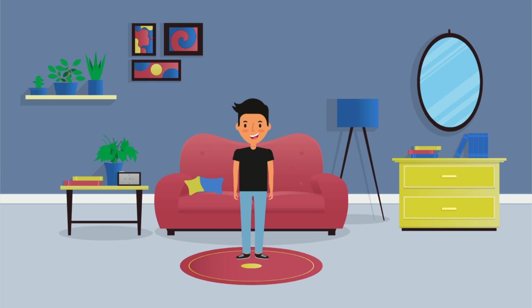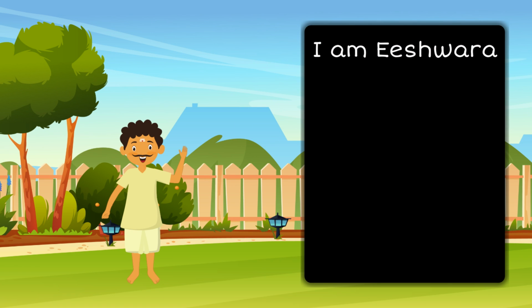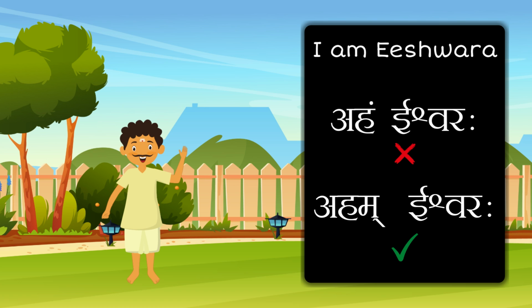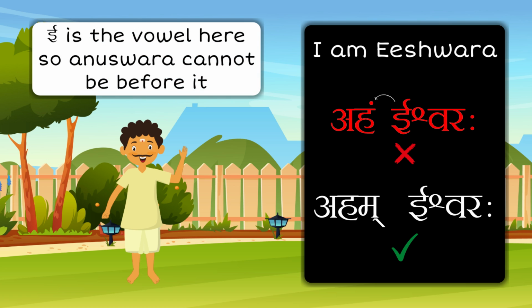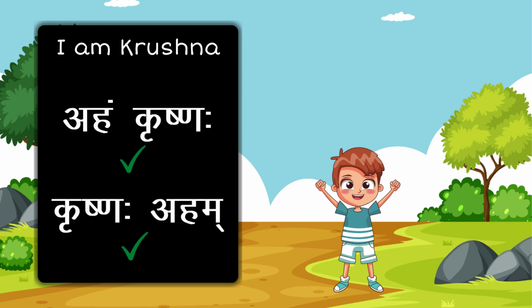Let's check a few sentences. Ramaha aham. Now this is wrong. It should be Ramaha aham, because at the end we cannot have Anuswar. Now aham Ishwaraha. This is also wrong. Why? E, the Ishwaraha, E is actually a vowel, a swar. So you have to write aham, that is ma halant, and Ishwaraha. Now here aham Krishnaha is correct and Krishnaha aham is also correct.